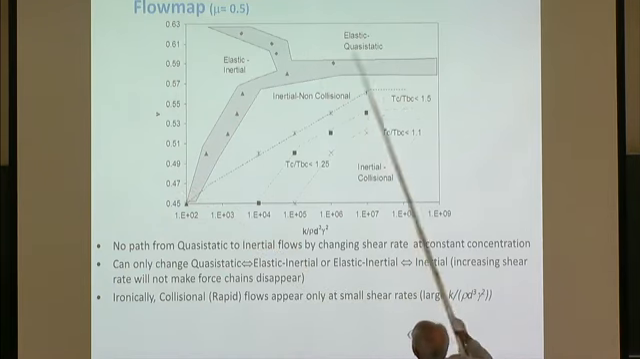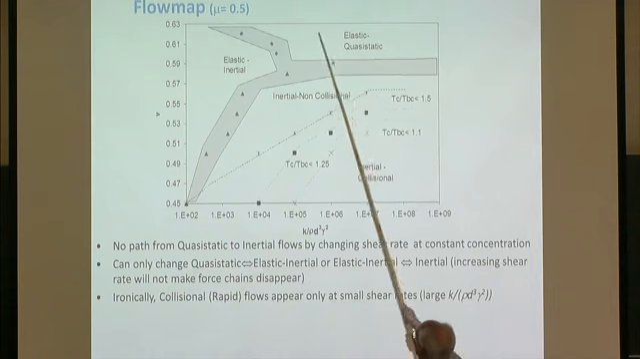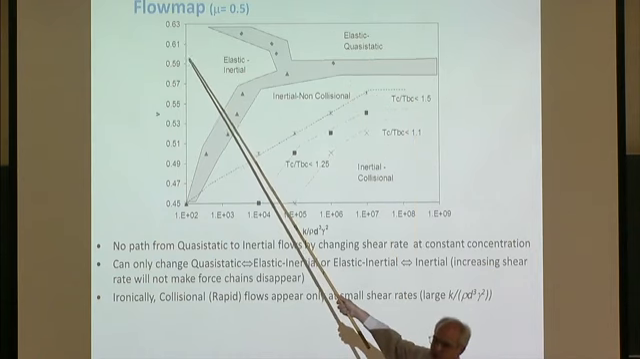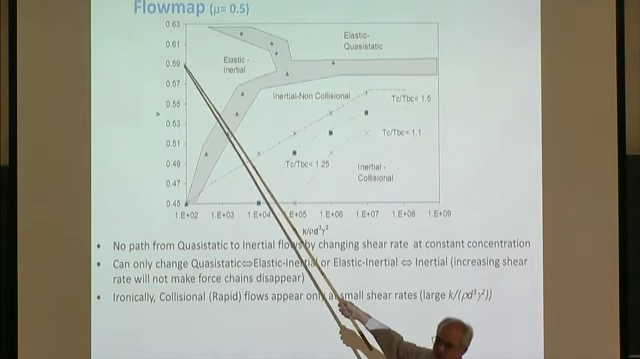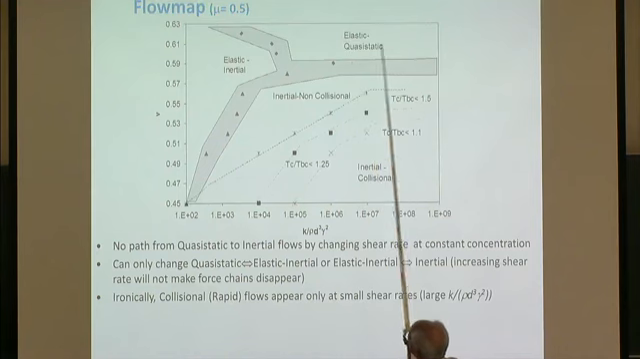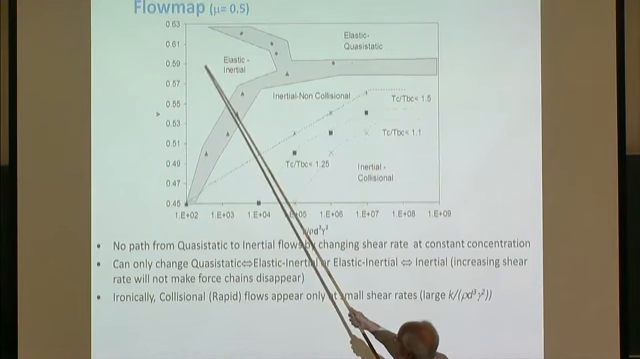In this region, you get elastic quasi-static behavior, which you'll notice at constant density can only transfer to elastic inertial behavior. And that's because shearing the system does not make the force chains go away. You can only make the momentum appear in the results. But remember, in this scaling, the shear rate increases in this direction.